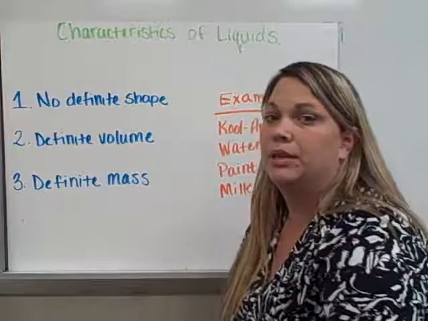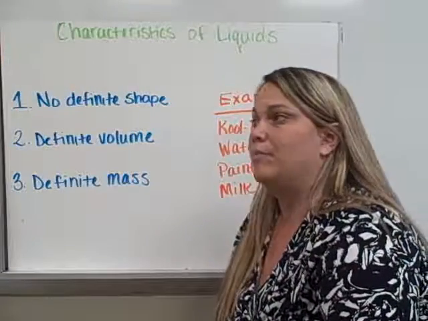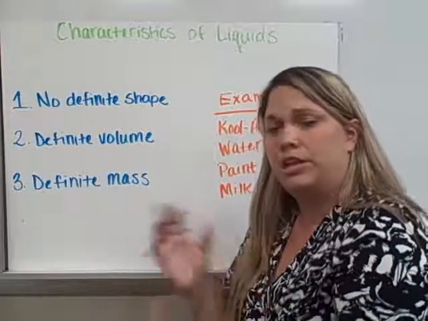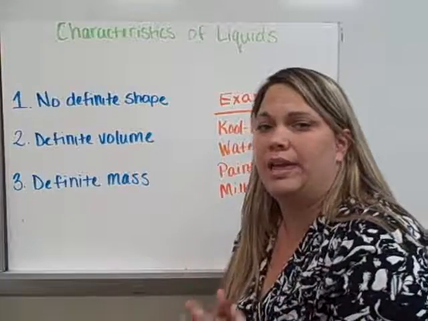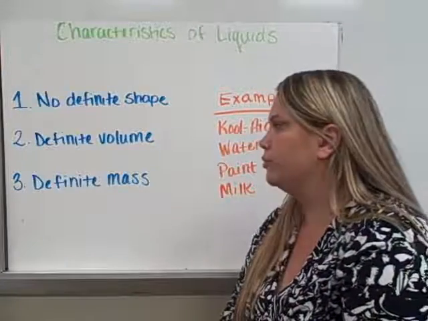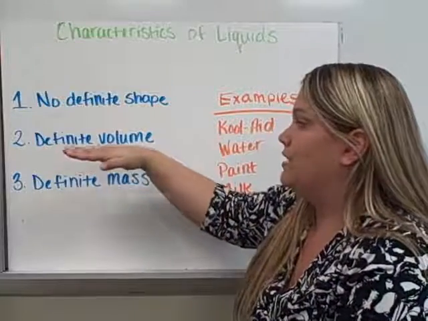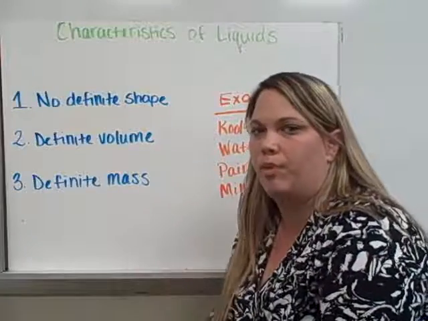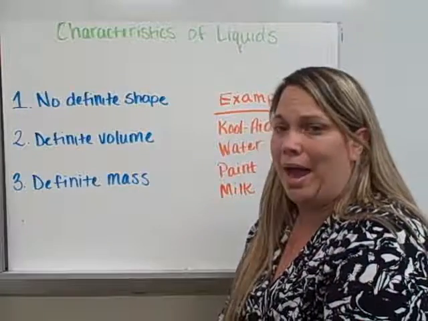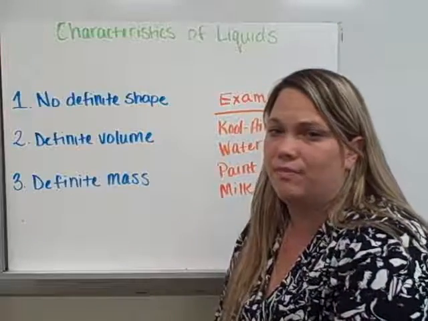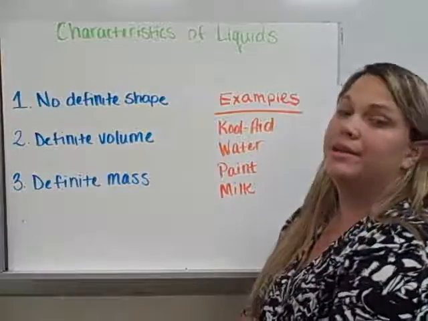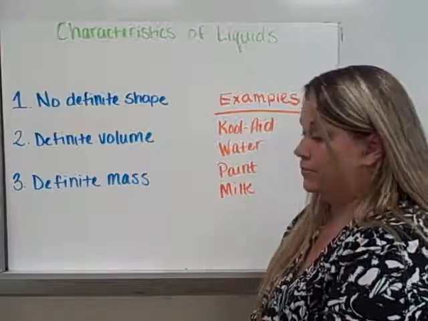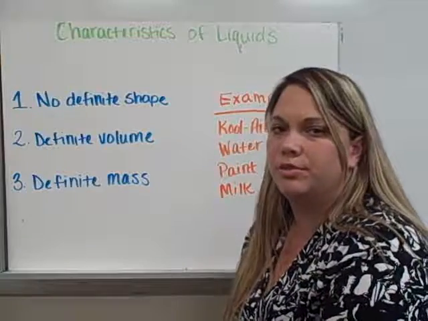Characteristics of liquids. Liquids have no definite shape. That means if I have a liquid in a soda bottle and I pour it into a glass, that liquid is going to take the shape of the glass that I poured it into. Liquids do have a definite volume, which means they always take up the same amount of space unless you take part of it away. And they also have a definite mass, which means if I weigh it, it's going to weigh the same thing everywhere. Examples of liquids: Kool-Aid, water, paint, milk are all examples of liquids.